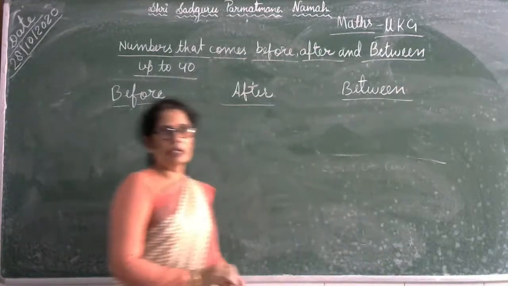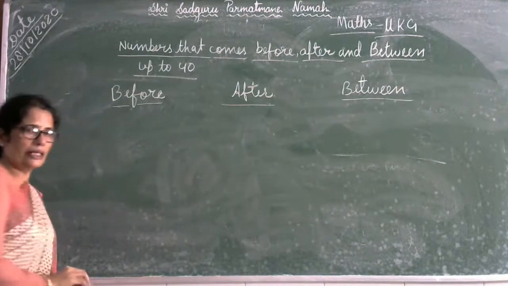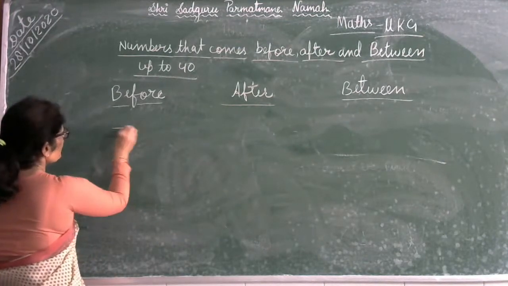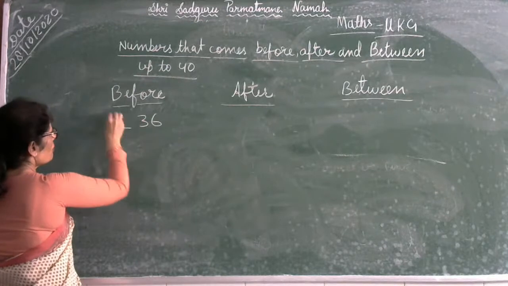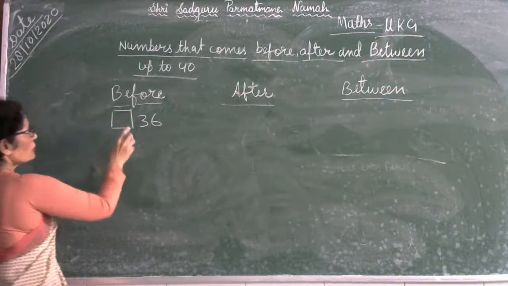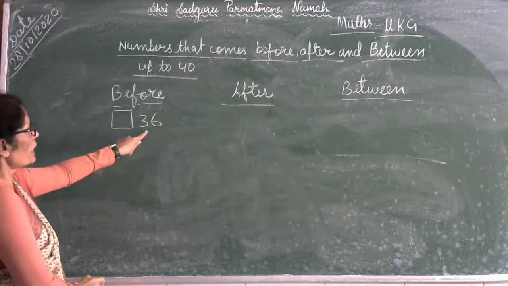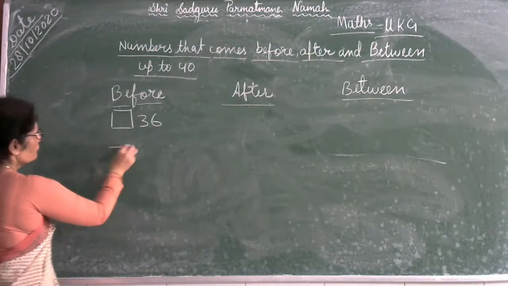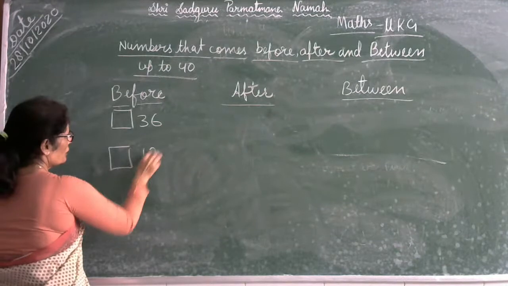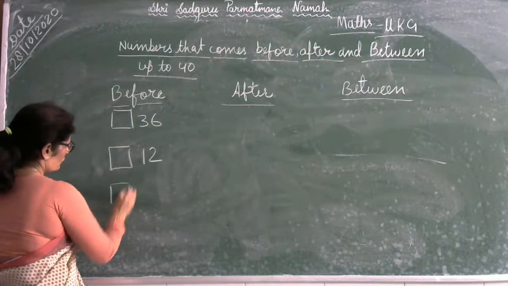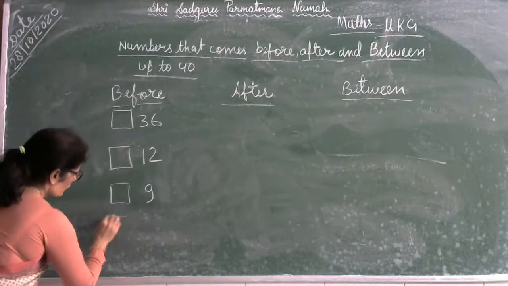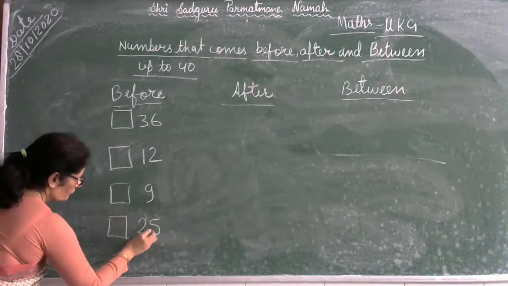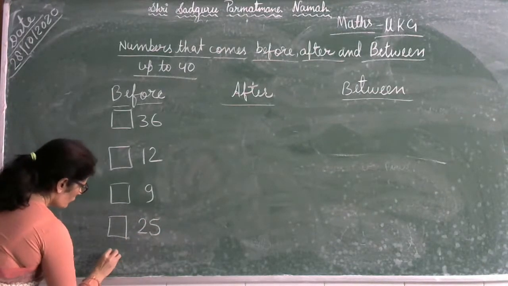Here I am writing some numbers and you recite what number will come before. So here I make the blank before the number. You can see here, we have to write the number that comes just before 36. Here 12, 9, 25 and 18.